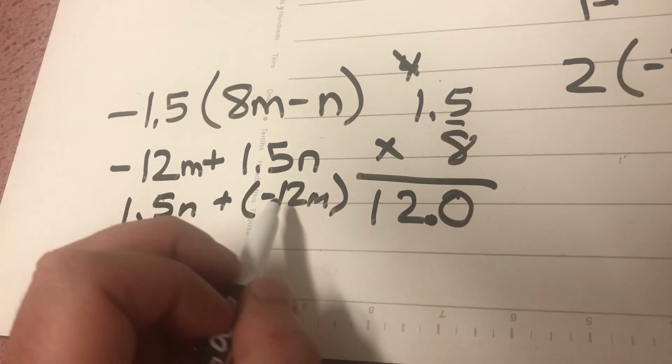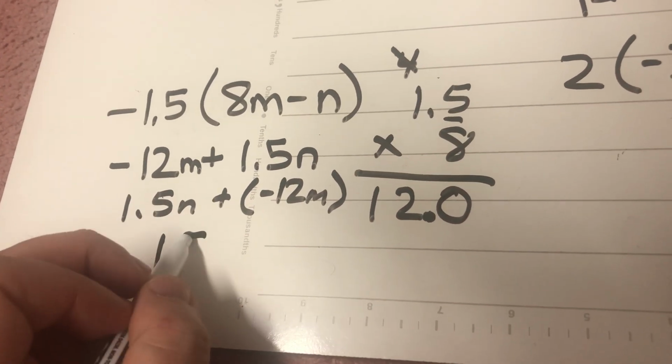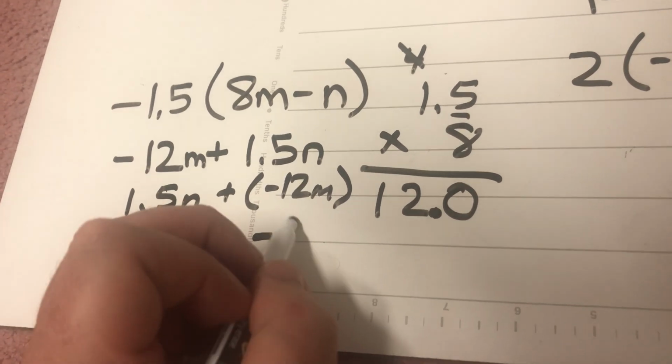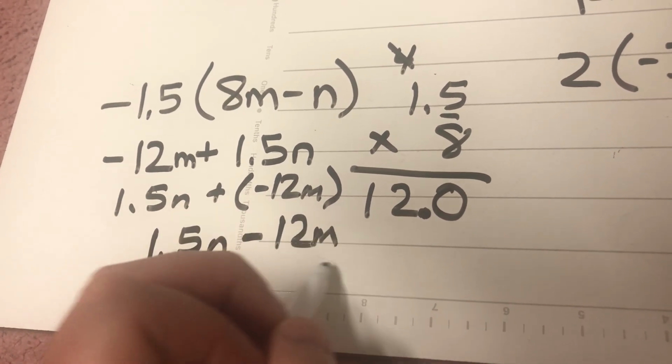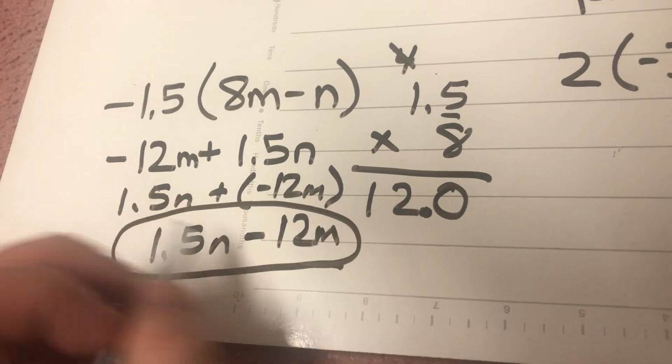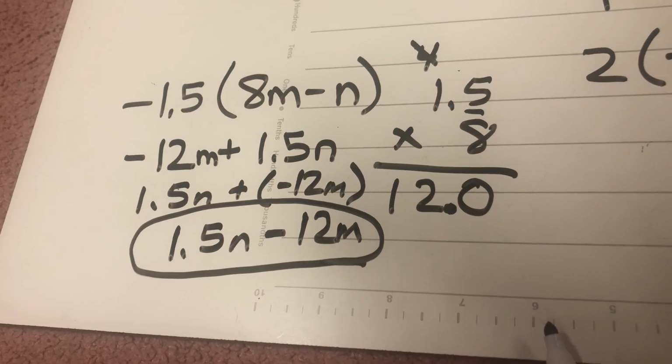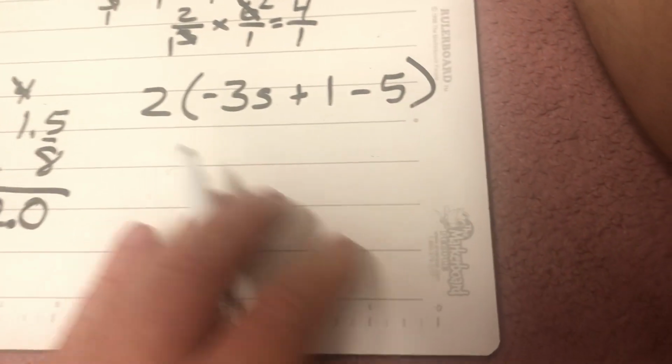And of course, adding a negative 12m, adding a negative is just subtracting. And that gives me 1.5n minus 12m. Any one of those three answers would be considered acceptable. All right, moving right along.